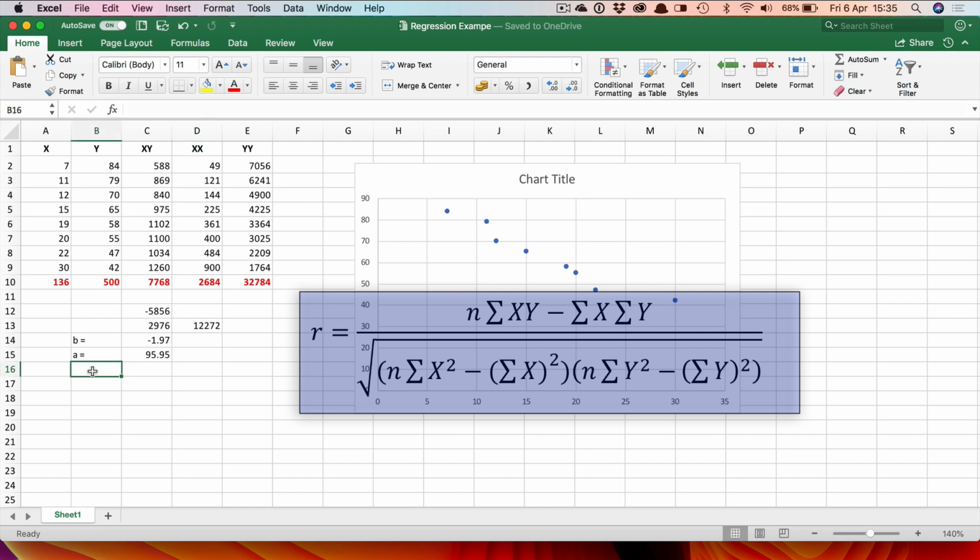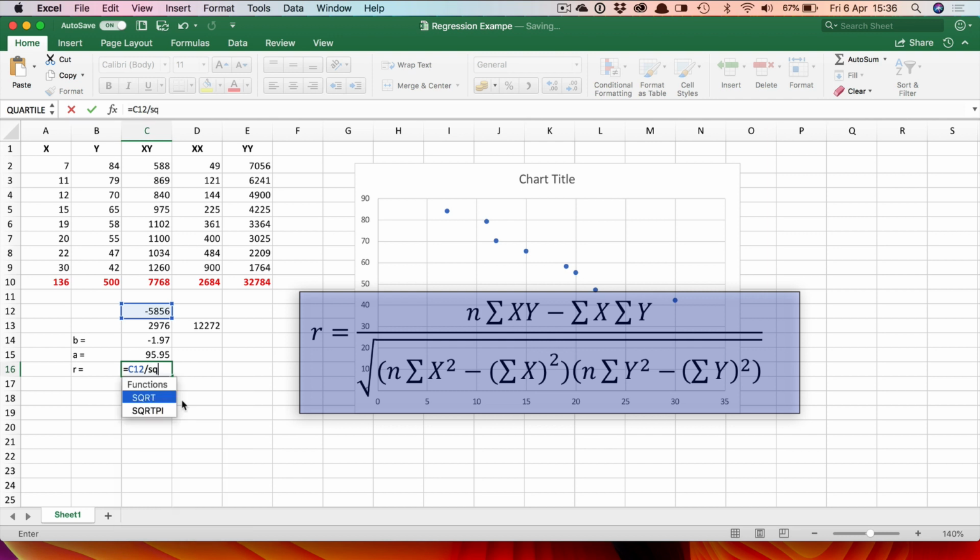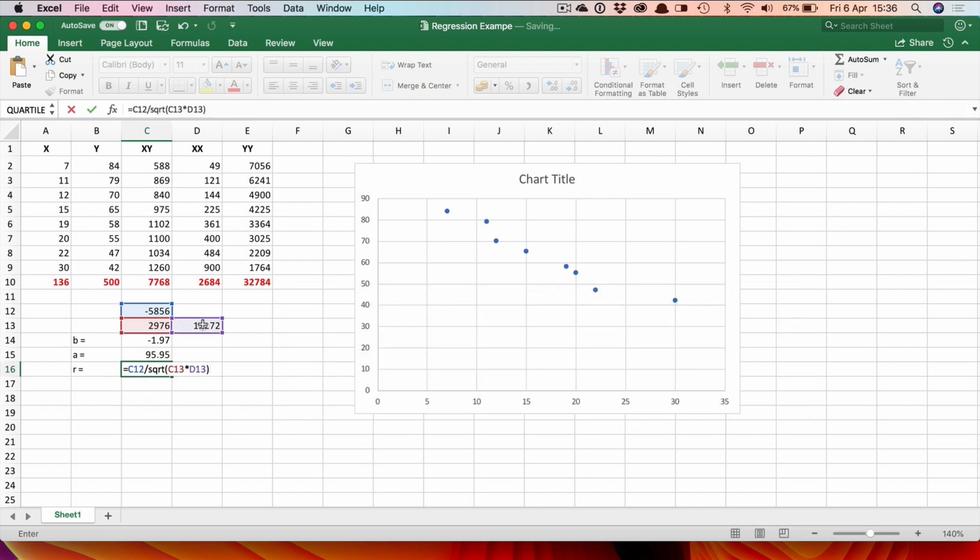So now we have all the bits that we need for the correlation coefficient r. So let me calculate that. So r is equal to this value here, the denominator, same as the denominator for b, divided by the square root. So I'm going to use the square root function here, sqrt. It's the square root of this times this. And that should give me my r, my correlation coefficient.